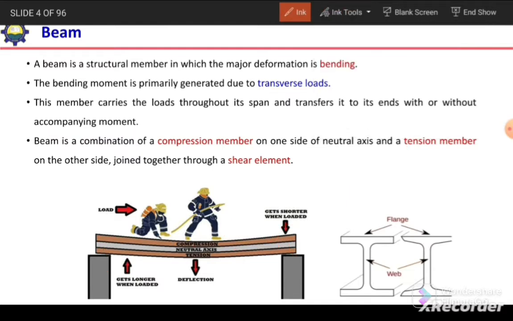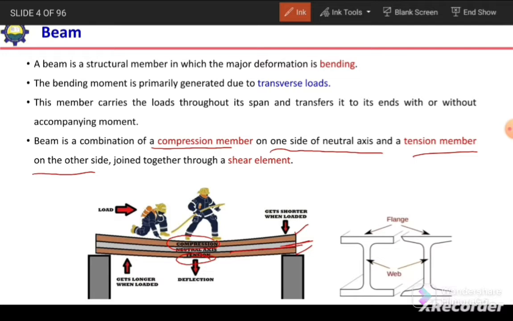A beam is a combination of a compression member on one side of the neutral axis and a tension member on the other side. So if we see a beam, it will have a compression member on one side of the neutral axis and a tension member on the other side of the neutral axis. This lightly shaded area shows the neutral axis, or the area where there is no stress, and the top will be under compression and the bottom will be under tension when the beam is subjected to the transverse load.